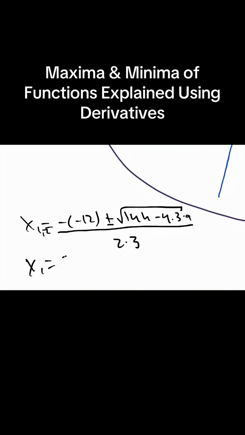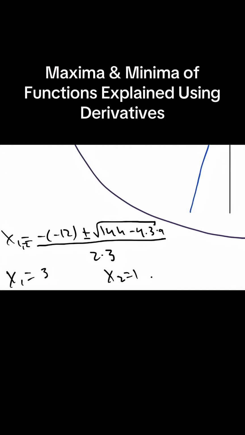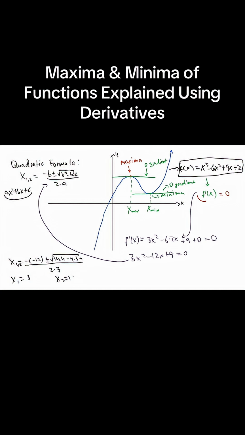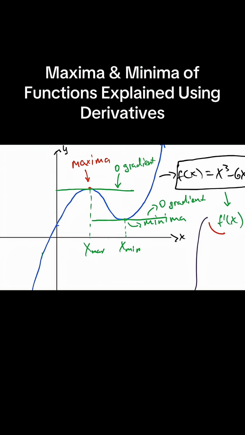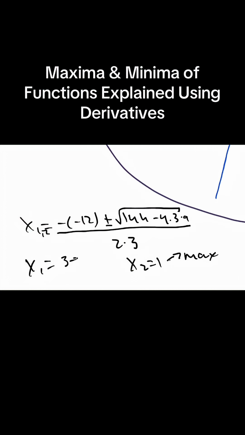Now plug this into your calculator, you're going to get the first solution as 3 and the second solution as 1. Now if we look, since the x-coordinate of the maxima is less than the x-coordinate of the minima, we take the second solution to be the maxima and the first solution to be the minima.